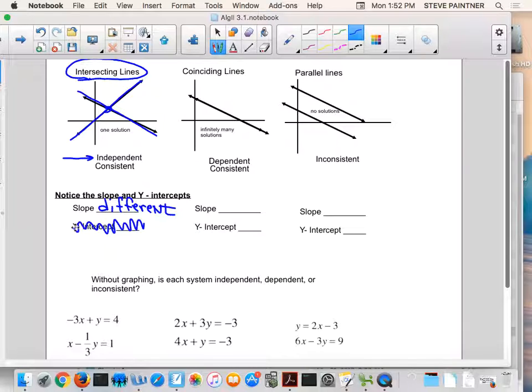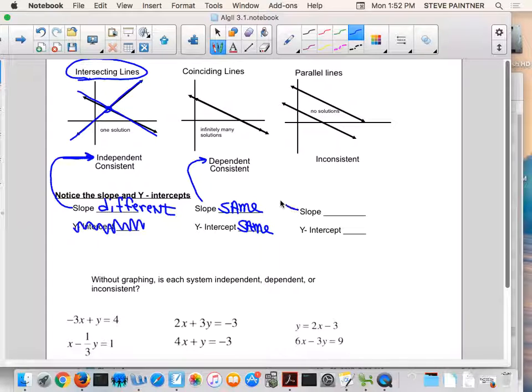But now look at this next system. Coinciding lines, if two lines are coinciding, they lie on top of each other. What do you know about slope? They're the exact same. What do you know about the y-intercept? Same. So if you have the same slope and the same y-intercept, I have what system? Coinciding. Yep, but it's called what? Dependent. And this one's called what? Independent.